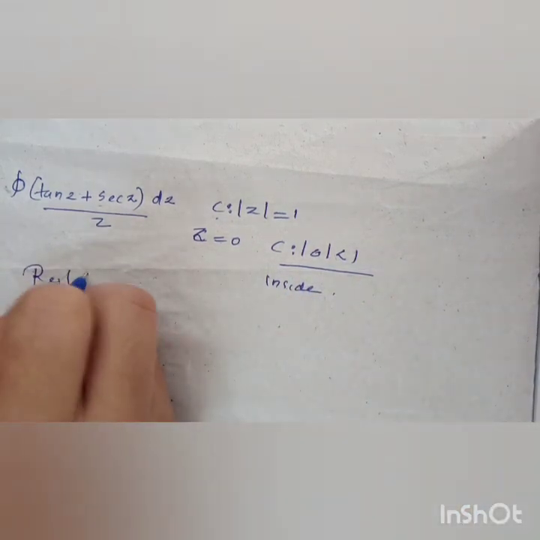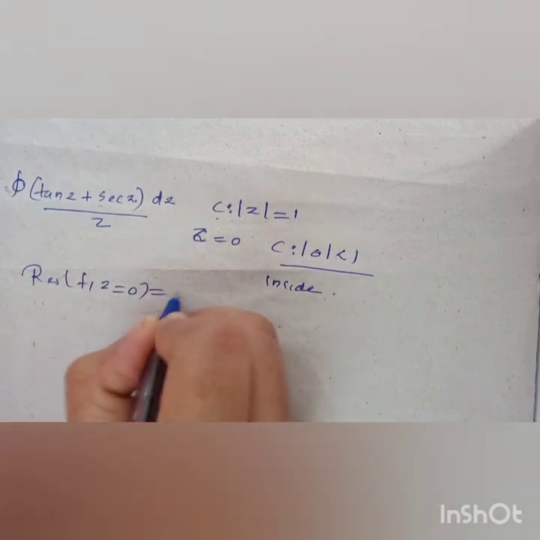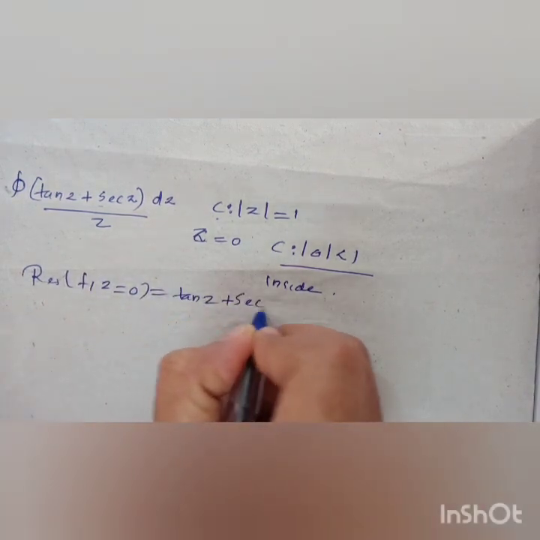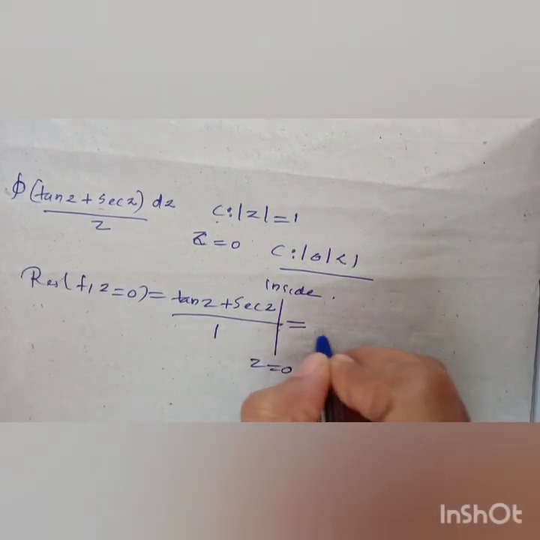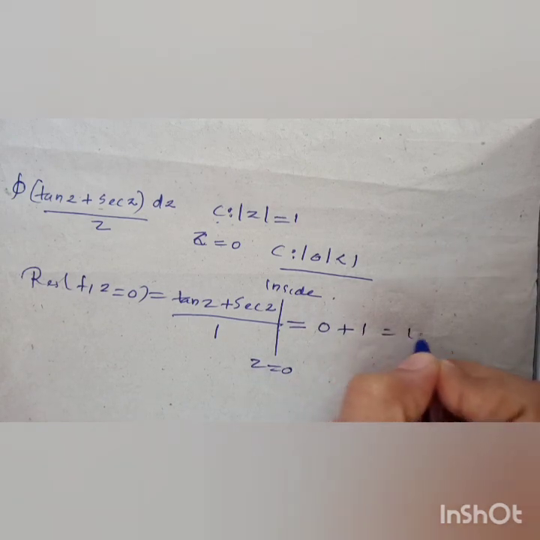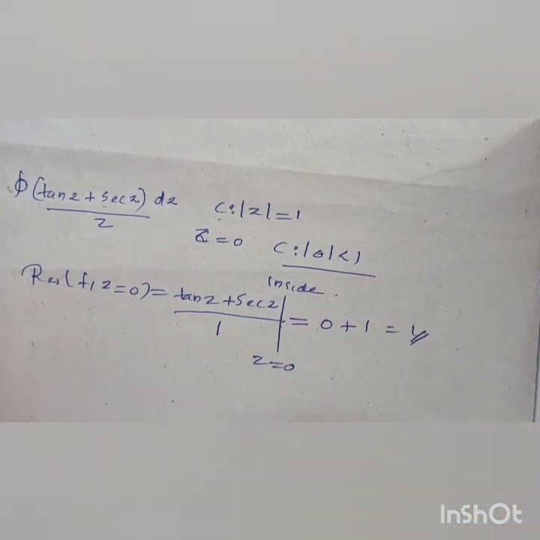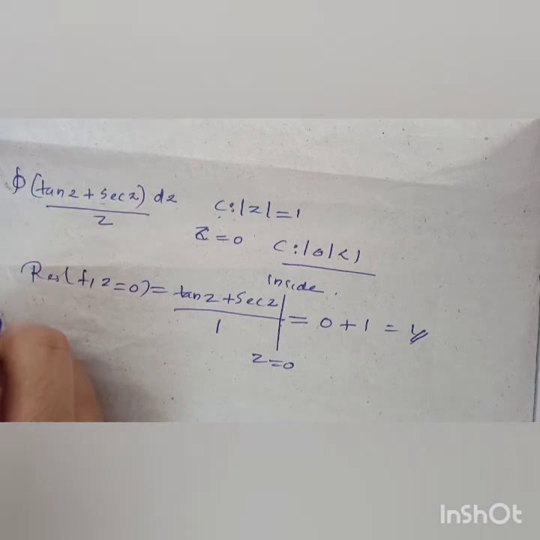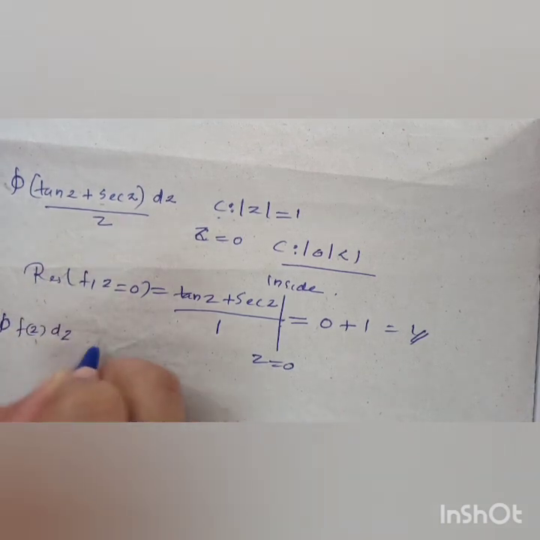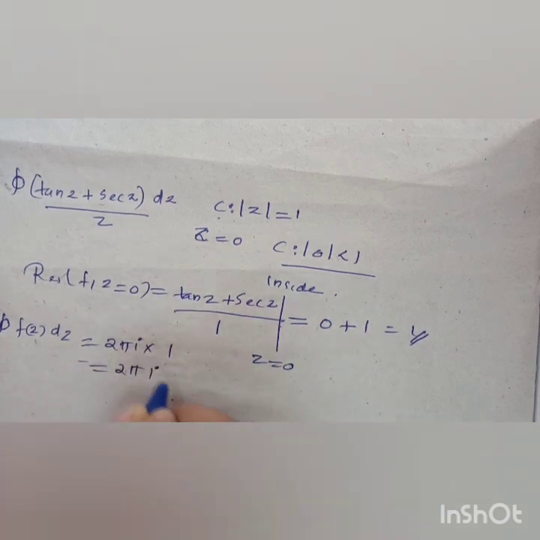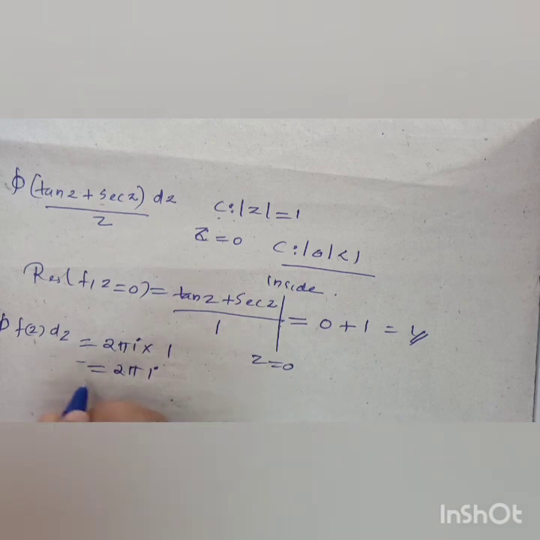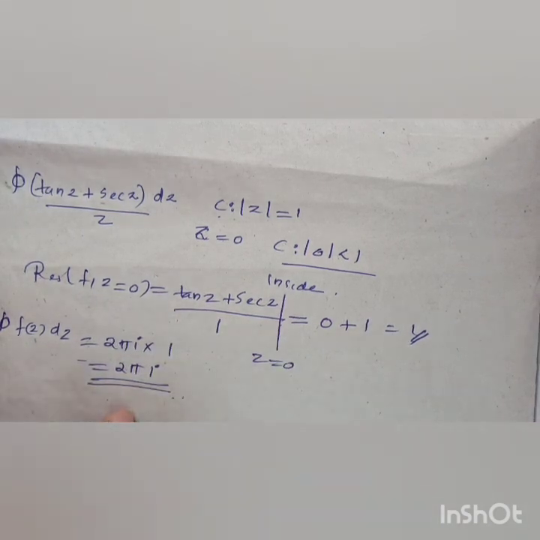So the residue of the function at z equal to 0 is tan z plus sec z divided by the derivative of the denominator, which is 1. At z equal to 0, tan 0 is 0 plus sec 0 is 1, so 1 is the residue. So the contour integration of f of z dz is equal to 2 pi I into the residue, that is 1, so it is equal to 2 pi I. So this is the answer for this question.